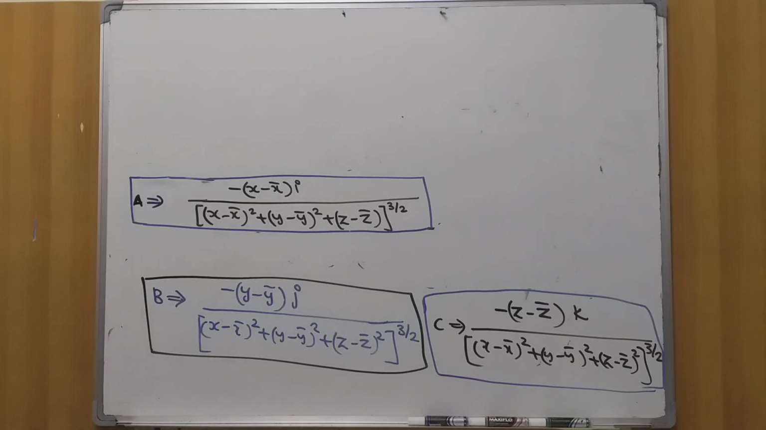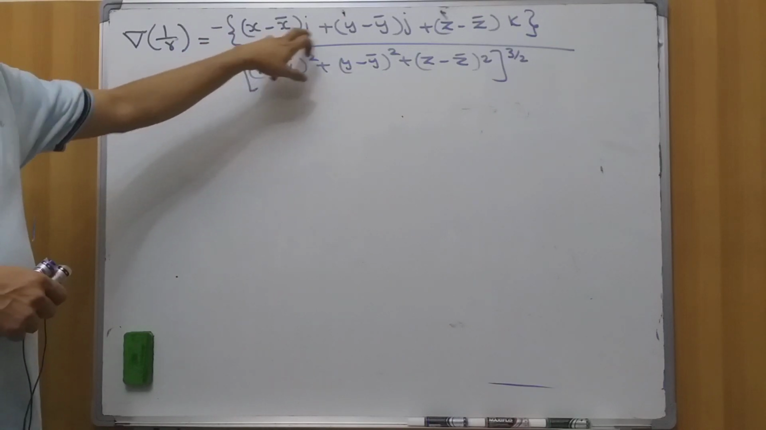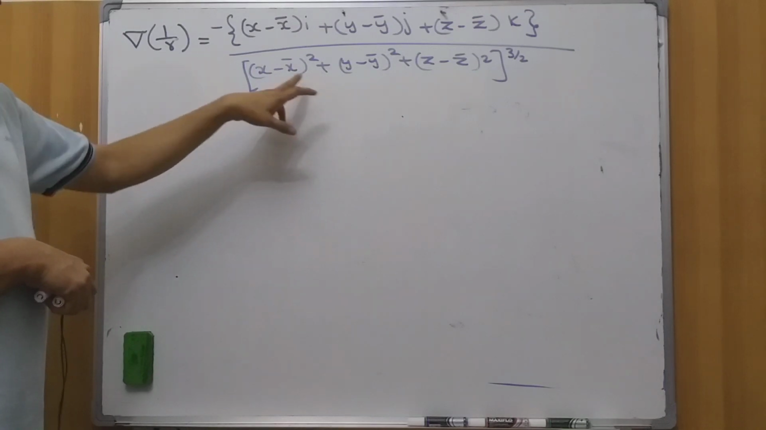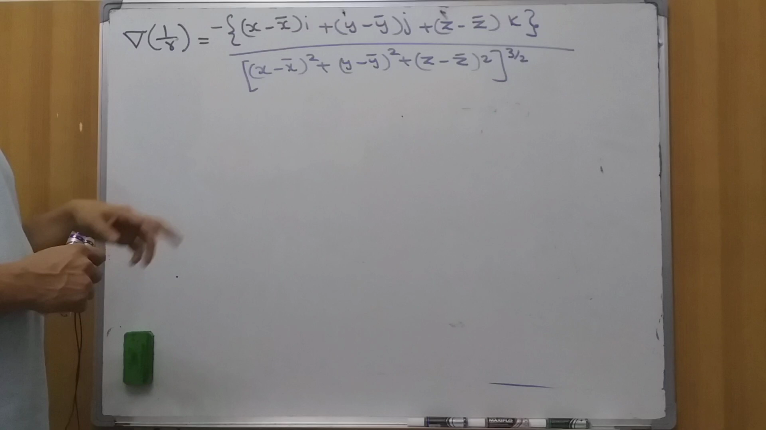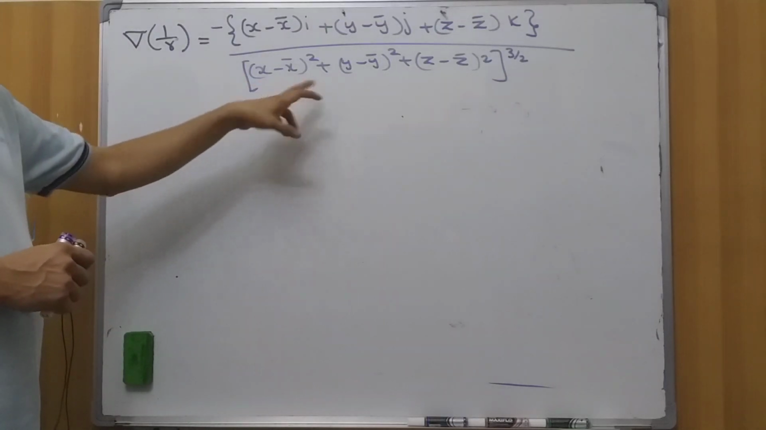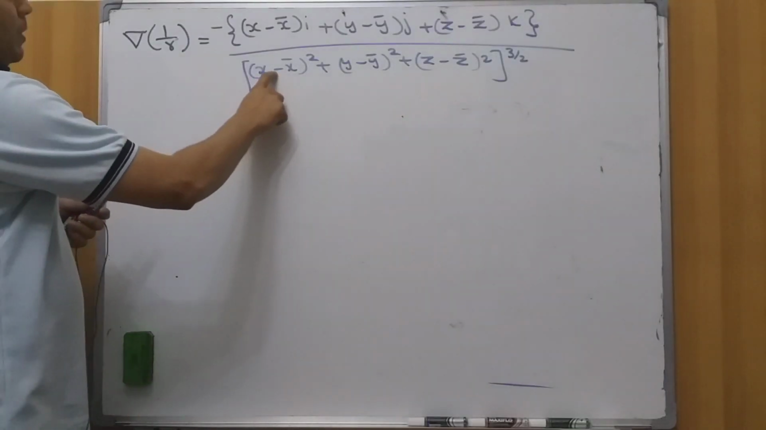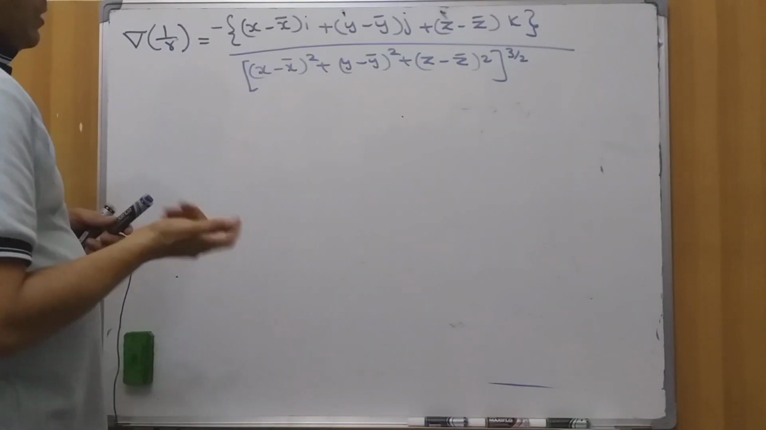We will try to combine these three equations together. So when we combine all these three equations, we get minus of (x minus x bar) i plus (y minus y bar) j plus (z minus z bar) k, divided by the same term with a power of 3 by 2. And if you see the denominator, the term within the bracket is nothing but r square, because (x minus x bar) whole square plus (y minus y bar) whole square plus (z minus z bar) whole square is going to be r square.